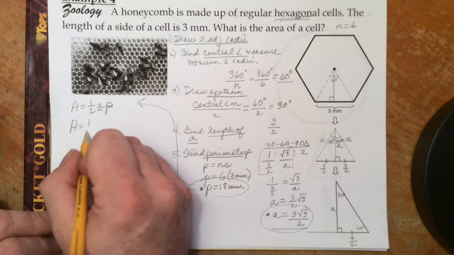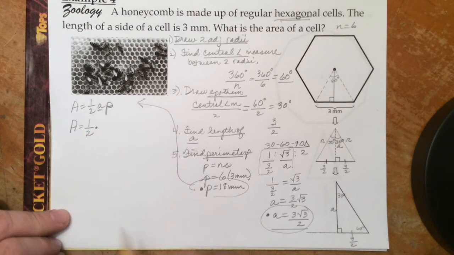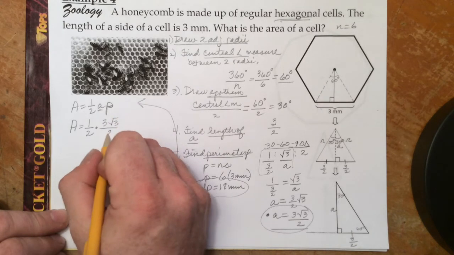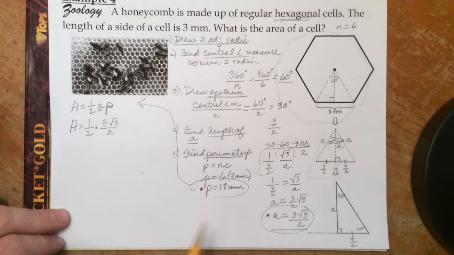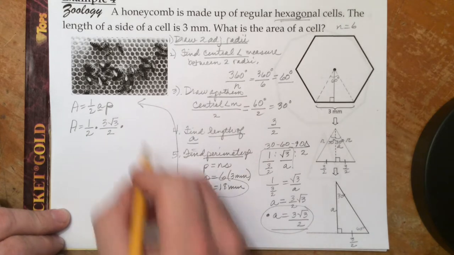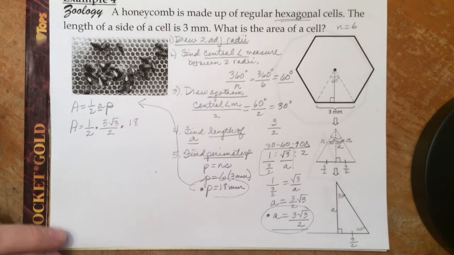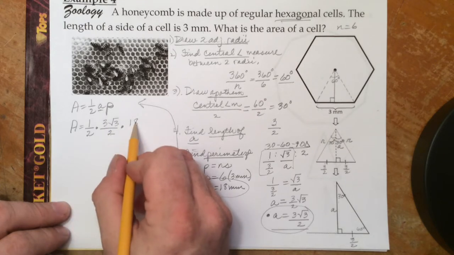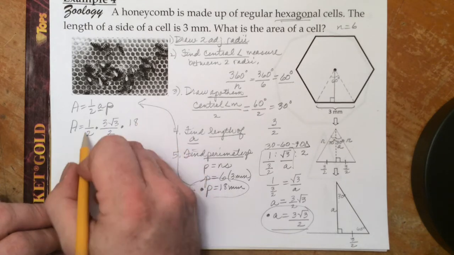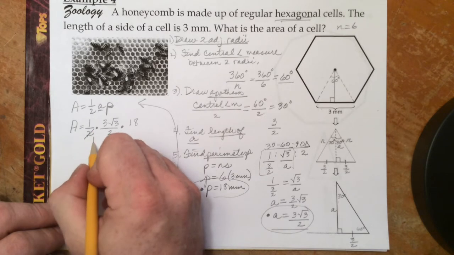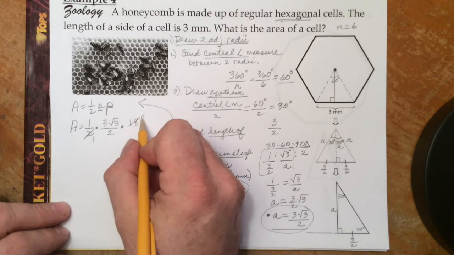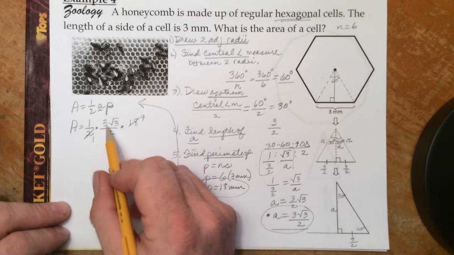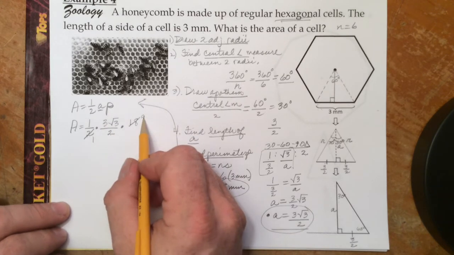So the area is 1/2 times the apothem's length, which is 3 root 3 over 2, or 3 root 3 halves, times the perimeter, which is 18. We can either use this 2 or this 2 to divide out with the 18. I'm going to start with this one. 2 goes into 2 once, 2 goes into 18 9 times. And so that's all we can do. 2 and 3 aren't divisible, 2 and 9 aren't divisible.